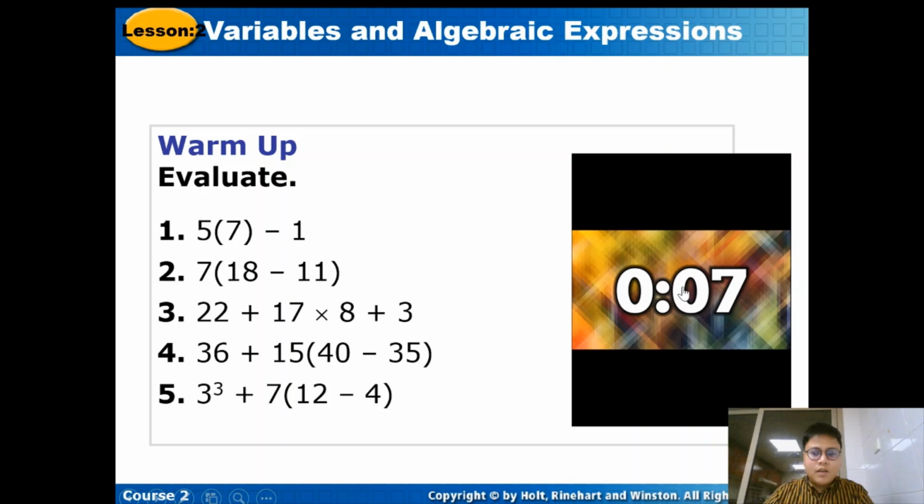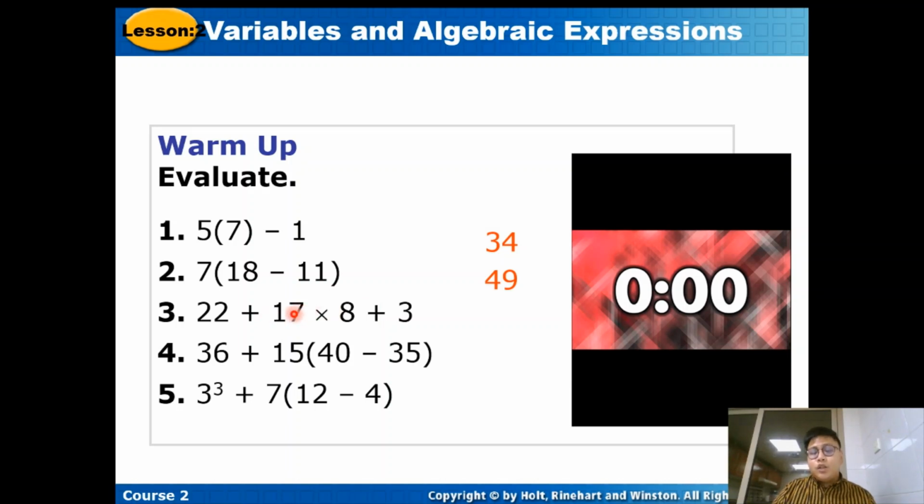Okay, let's start answering number 1. What do you think is the answer for number 1? The answer is 34. How did you get 34? We multiplied 5 and 7, which gave you 35, minus 1, and that's equal to 34. For the next one, the first thing you have to do is subtract 18 minus 11, which is equal to 7, and multiplied by 7 is equal to 49.